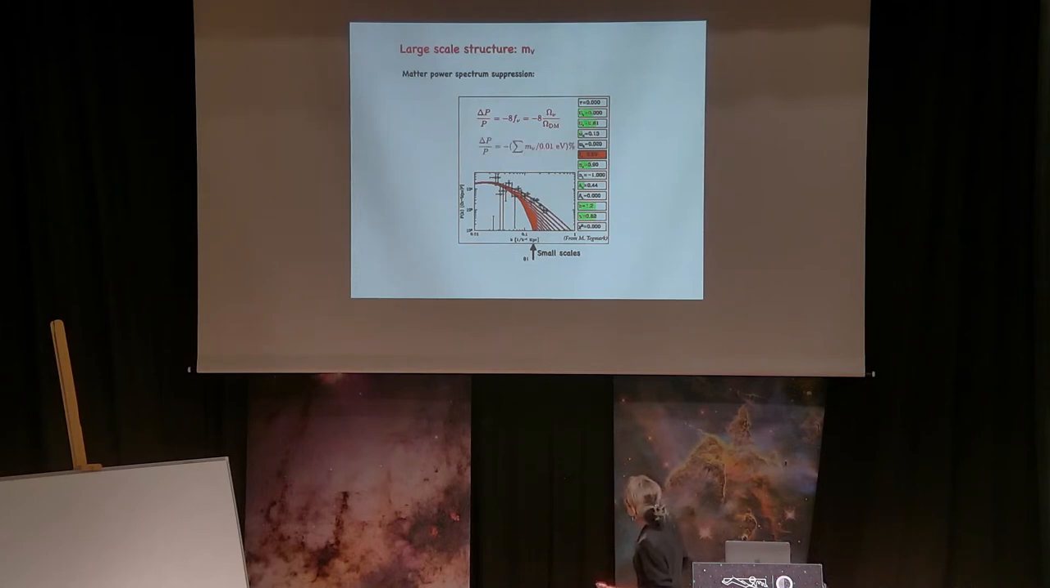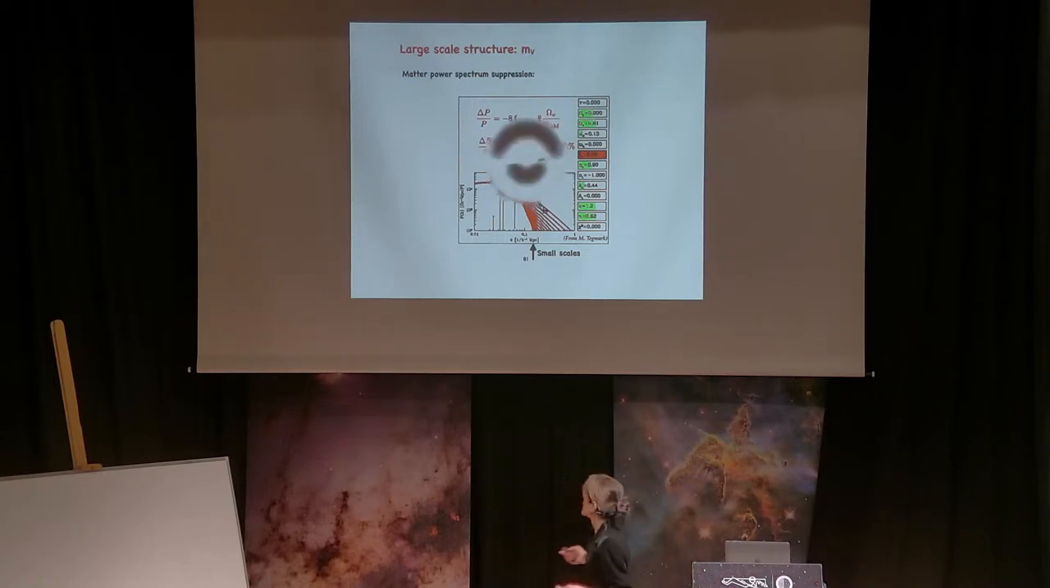However, notice that this suppression is much larger than the one induced in the CMB. You remember that in the ISW effect, the suppression was 10% for one eV neutrino. Here, the suppression is huge. It is 100% for one eV neutrino. That's why we need to measure galaxies and quasars and large scale structure to extract the neutrino mass.